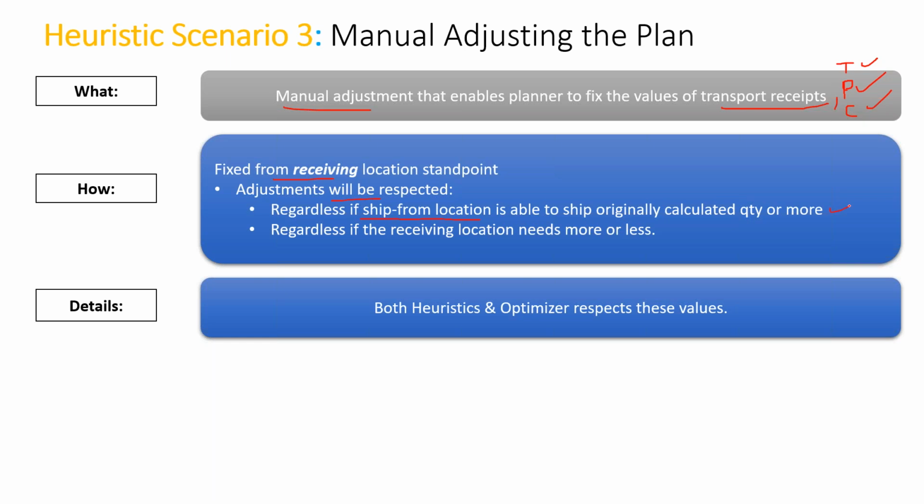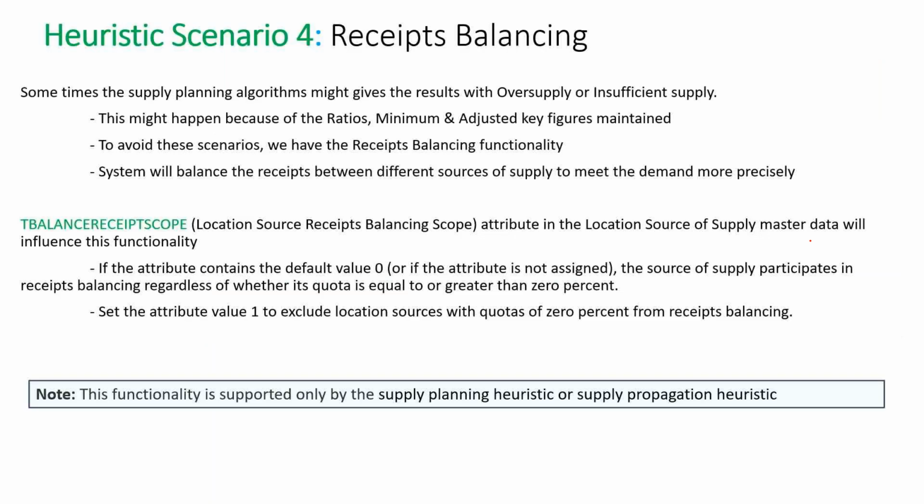I made the adjustment as 100. You have to give me 100. Even if you can do only 30, I don't care. I just need 100. Even if you're ready to give 200 because of the demand, still I need only 100. It respects that irrespective of the original demand that is there, and regardless of whether the receiving location needs more or less. Again, the receiving location is the warehouse, the demand in the warehouse is 500, but I'm going and adjusting the plan as 100. So if I give the adjustment as 100, it should actually give me only 100. Okay, and both heuristic and optimizer respect this.